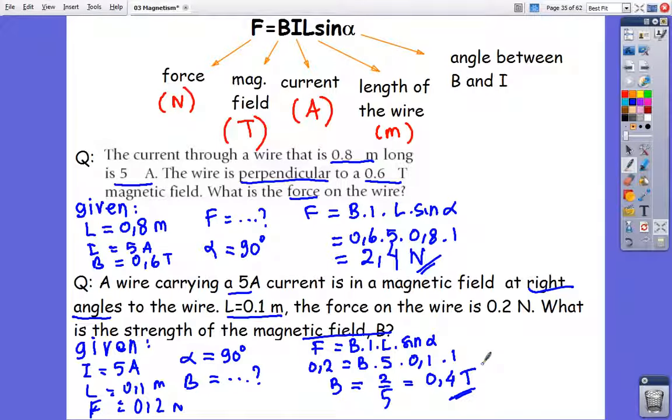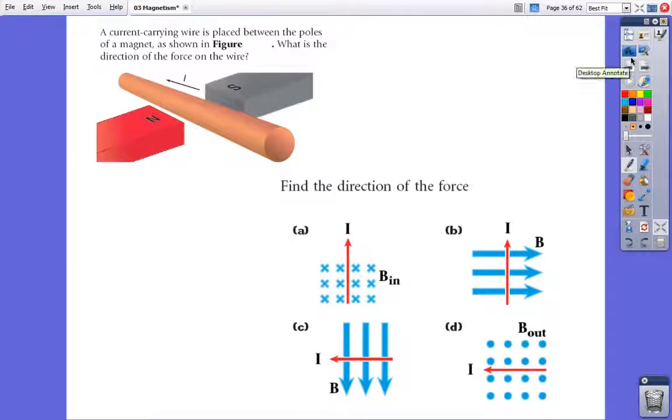Okay, you can pause this video and write down this note, then write down the question, and then you can also write down the solution. If you have already done, you can continue to the next slide. Okay, I'm going to go to the next slide.